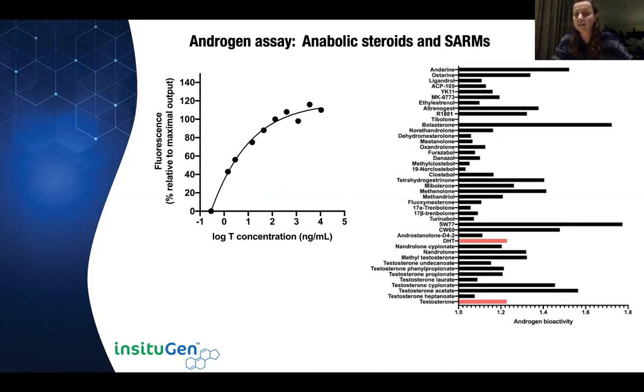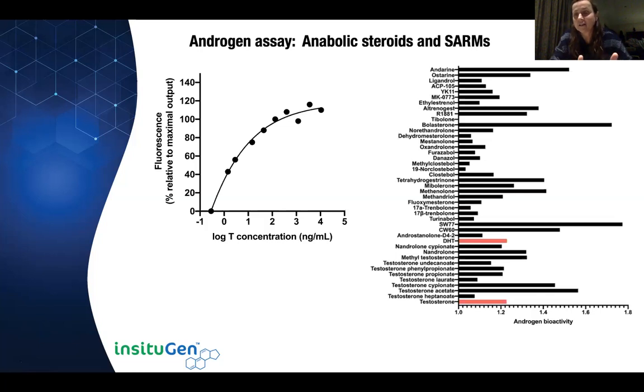But our assay doesn't just detect testosterone. We've shown it to detect all of these different structures. It can detect a number of different SARMs, a number of different anabolic steroids, including some of your original designer steroids, and it can also detect testosterone in its different formulations. This is great in showing it's a non-targeted androgen test.